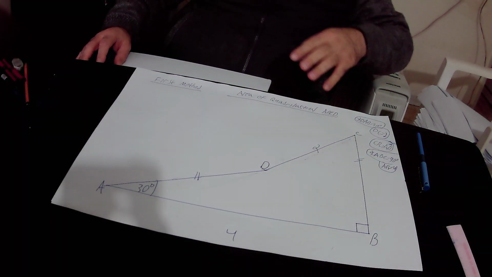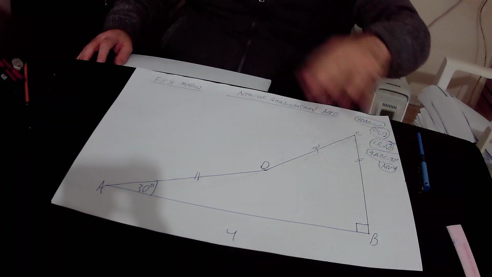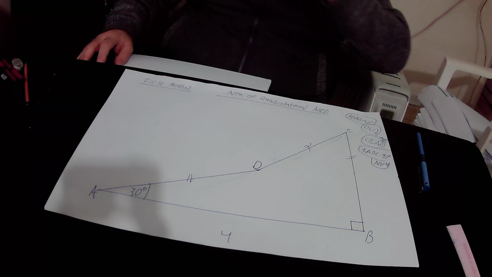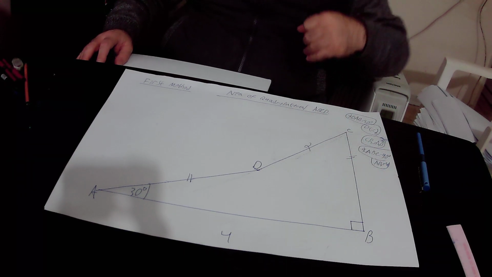Hello, in this lecture we will find out the area of quadrilateral ABCD using two different methods. In the drawing we have quadrilateral ABCD.